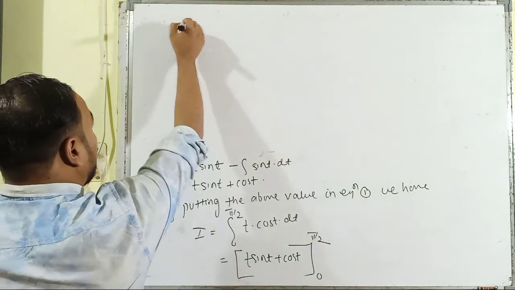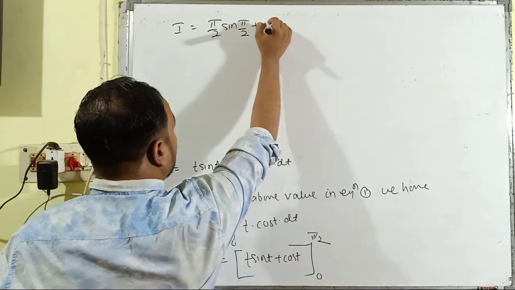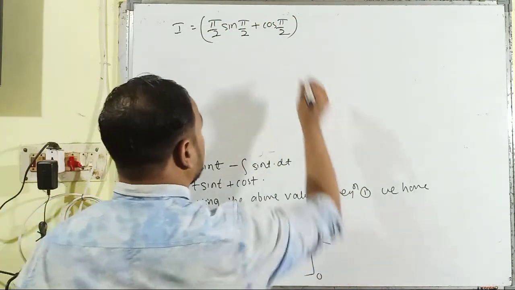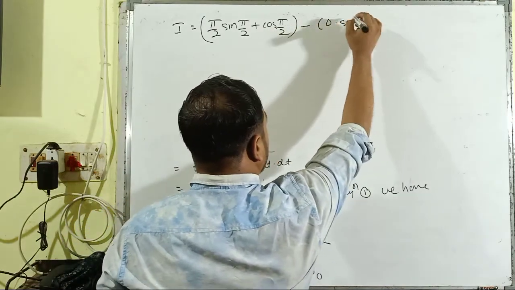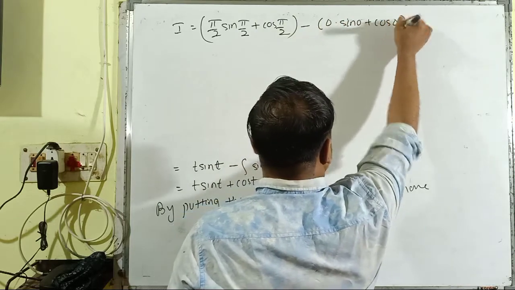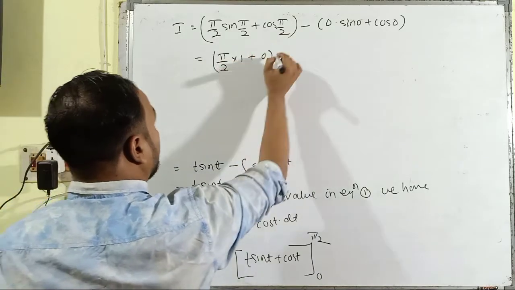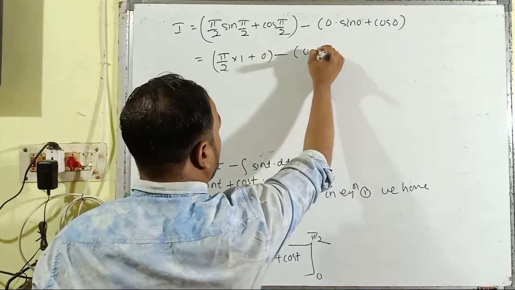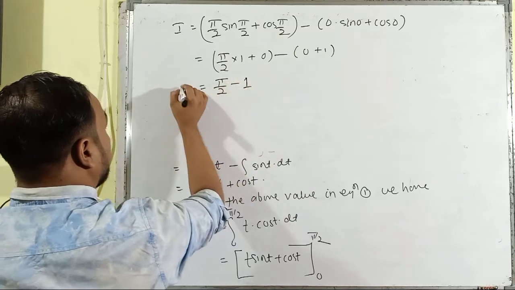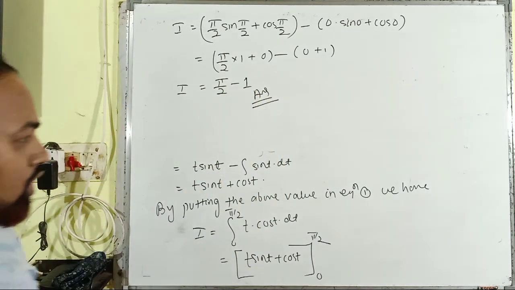So just putting these values here, I will be pi by 2 sin pi by 2 plus cos pi by 2. Then we put the lower limit, minus 0 multiplied with sin 0 plus cos 0. Then it is pi by 2 multiplied with 1 plus 0, minus 0 plus 1. Simplifying, we get the answer pi by 2 minus 1, and here it is the value of I, and it is the complete answer of example number 4.